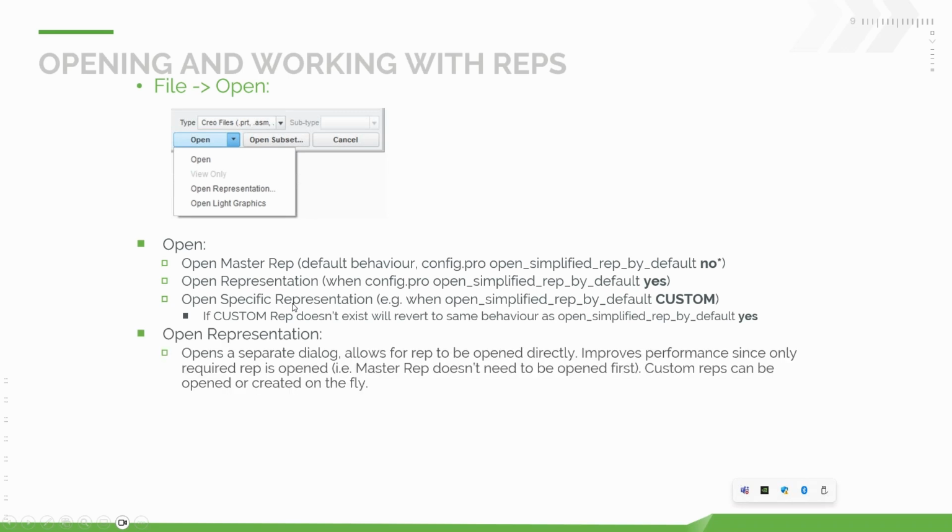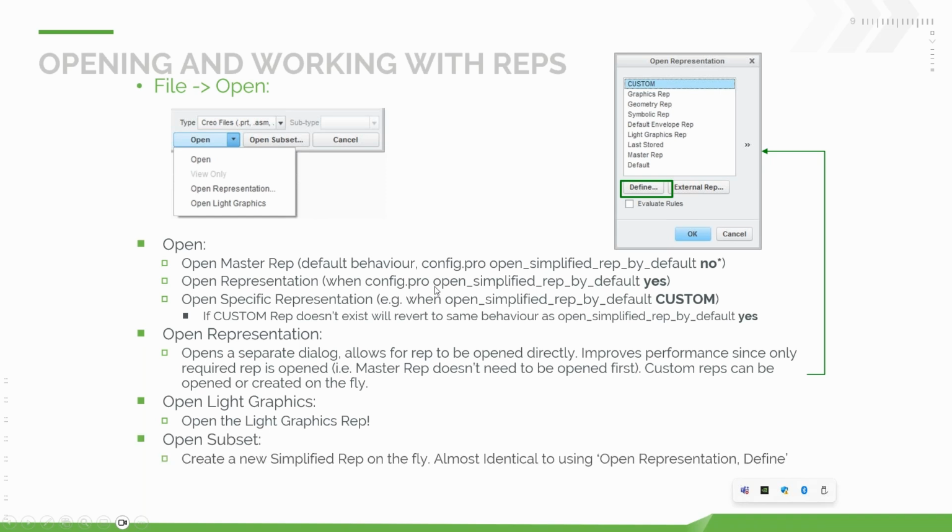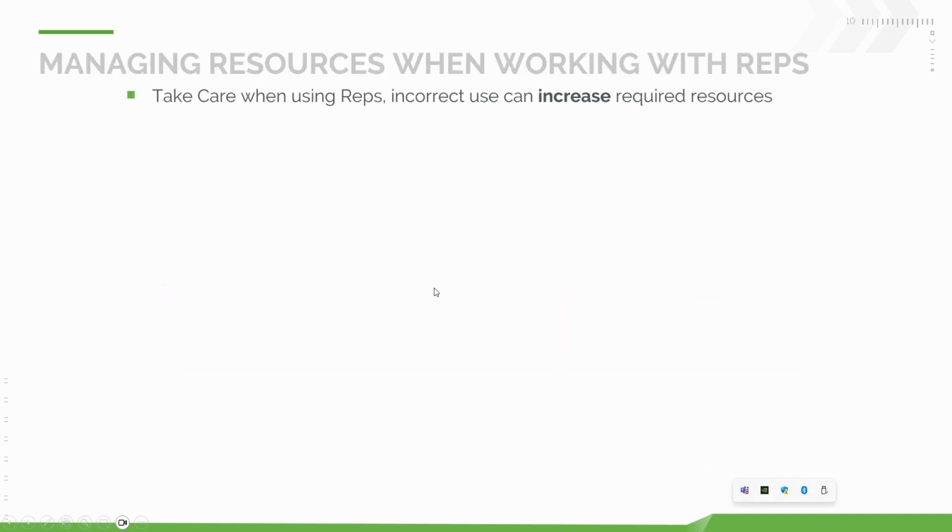So there's a lot of information here. I'm trying to simplify things. If we choose open representation, it opens a separate dialog box. I think I'll just show you this stuff. We've already seen some of it. So if we use open representation, we've got the ability to open just a limited subset. Okay.